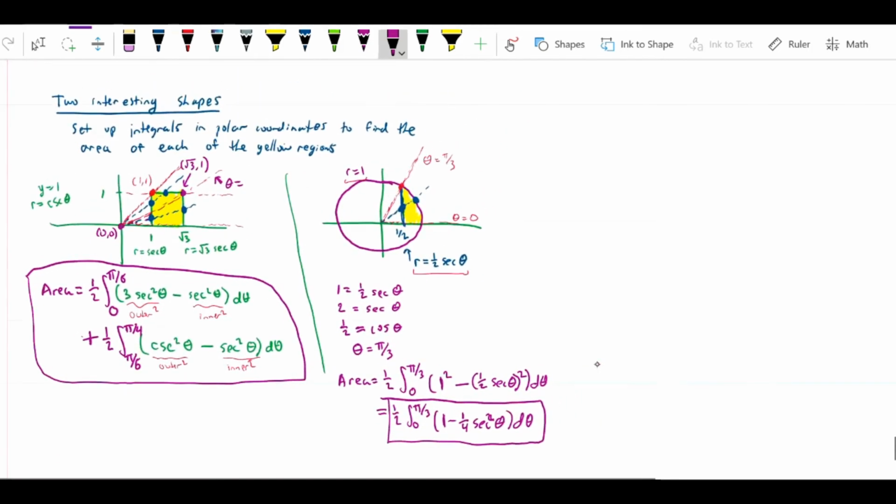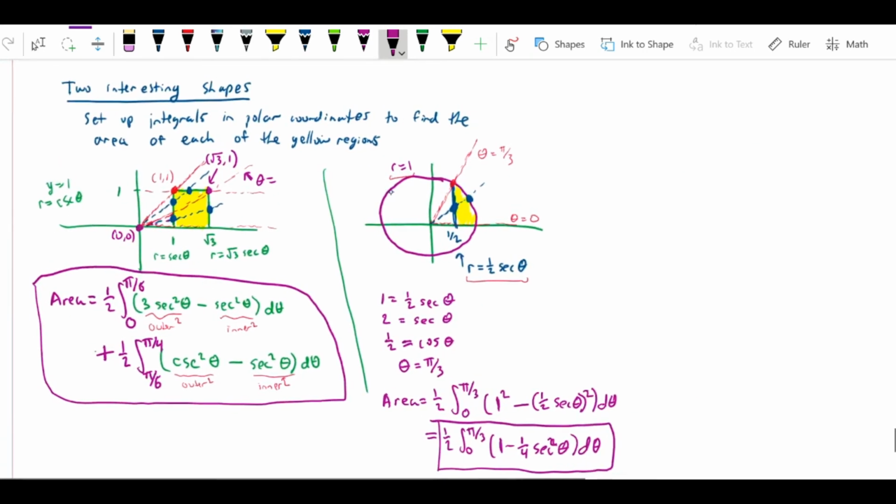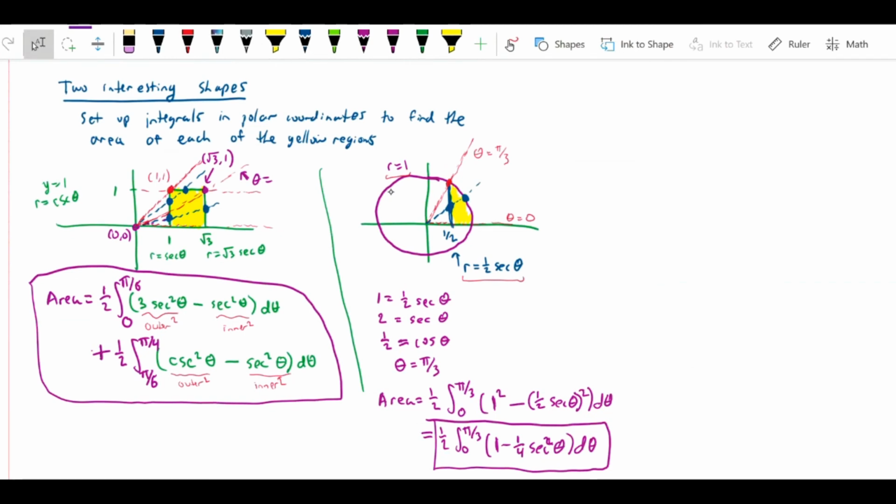So it turns out the left shape is probably a little more complicated than the right shape. Maybe I should have done that one first, but these are both interesting shapes that force you to think about how these shapes work in polar coordinates, and it's worth going through both examples for that reason. So there we go. That's how polar coordinates works.